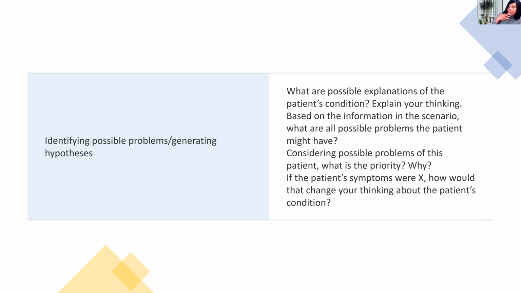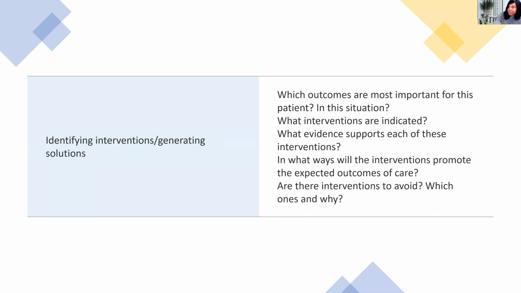So, identifying possible problems. What are possible explanations of the patient's condition? Explain your thinking, right? Based on the information in the scenario, what are possible problems the patient might have? Considering possible problems of this patient, what is the priority? Why? If the patient's symptoms were X, how could that change your thinking about the patient's condition?